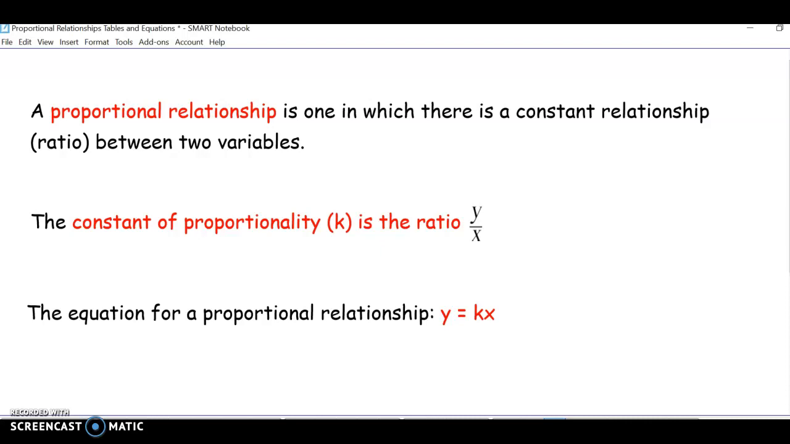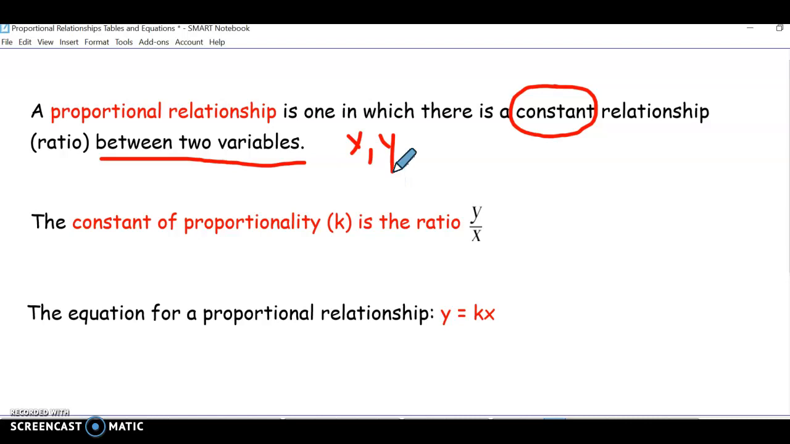And first of all, what is a proportional relationship? It is a relationship that is constant. It doesn't change between two variables, a constant ratio between two variables. And usually we talk about our variables as x and y. They don't have to be, but that's what we're going to use today.